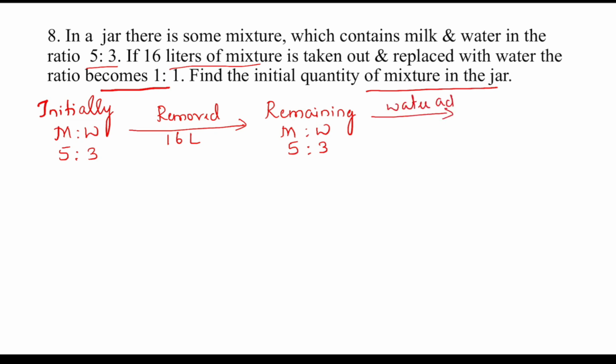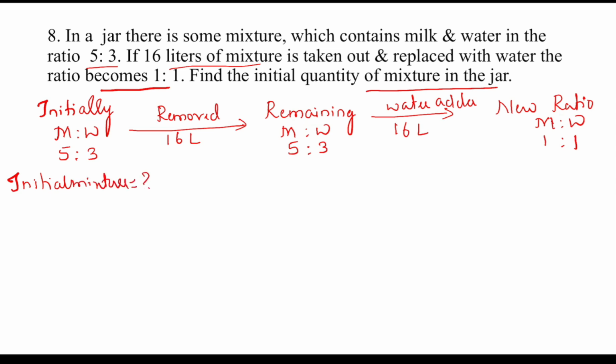So how much water is added? Replaced means how much is taken out, that much only will be added. So 16 liters of mixture is taken out and replaced with water, means that much only is replaced. That means 16 liters water is added. Now the ratio of milk to water becomes 1:1. Now find the initial quantity of mixture. This is the question.